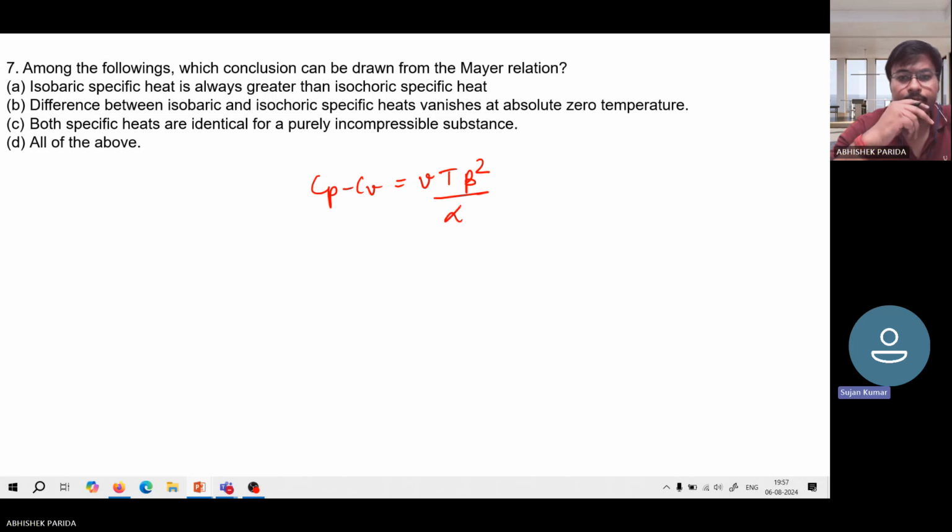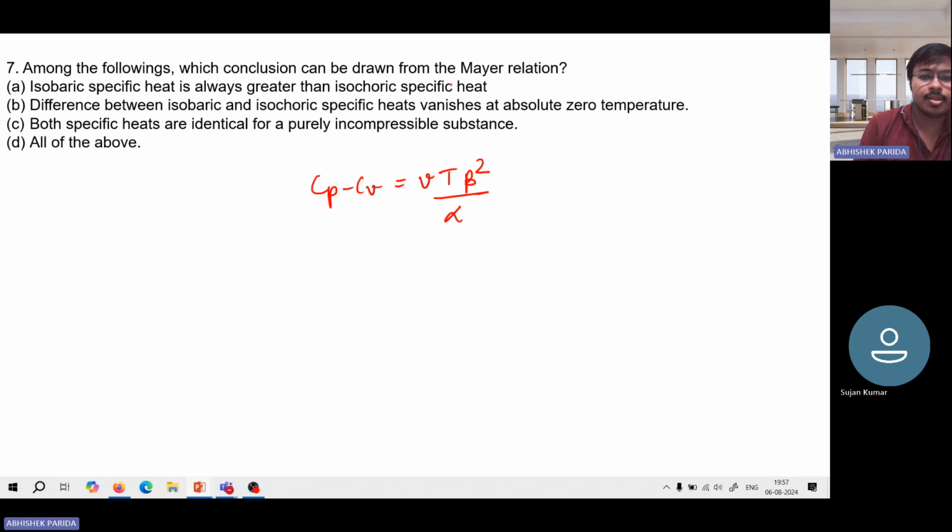Okay. Then the difference between isobaric and isochoric specific heats vanishes at absolute zero temperature. That is also true. And then both specific heats are identical for a purely incompressible substance like water. So that's why it is applicable. All points are applicable. All of the above. Yeah, perfectly, you are right.